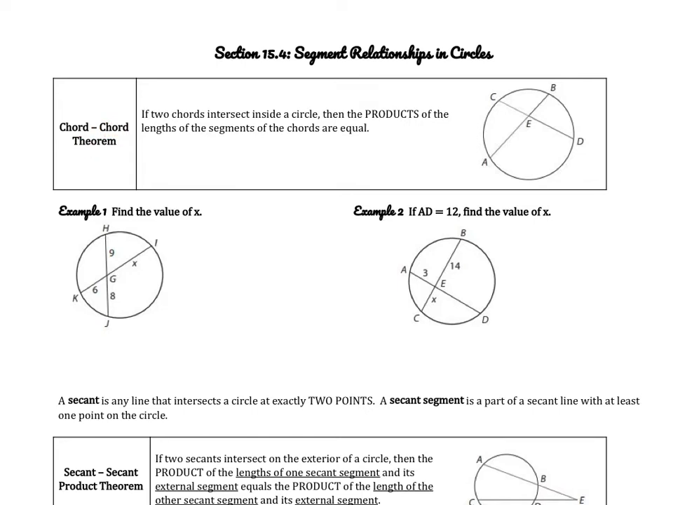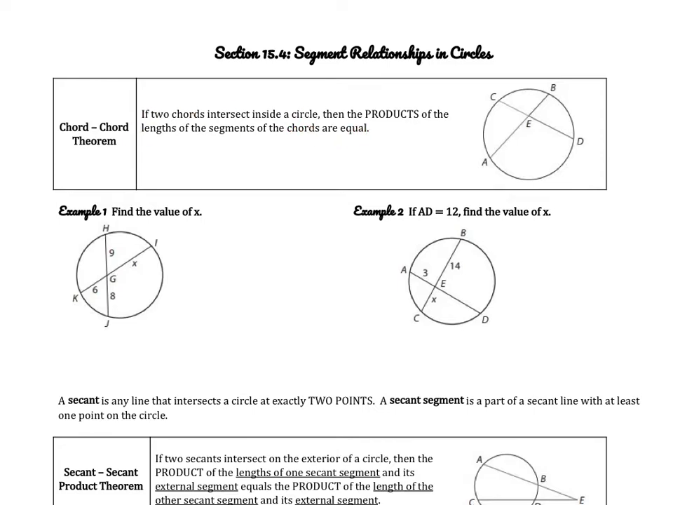So this states if two chords intersect inside a circle, and just a reminder, a chord is a segment where both endpoints are on your circle, then the products of the lengths of the segments of the chord are equal.